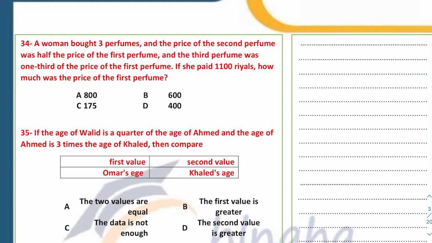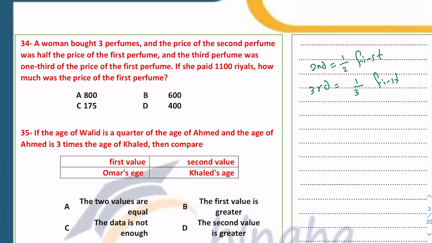A woman bought 3 perfumes. It is the same as the previous example, but here it will be a little bit different. The price of the second equals half the first. And the price of the third is 1/3 the first also, not the second like the previous. So now I will use the same technique.